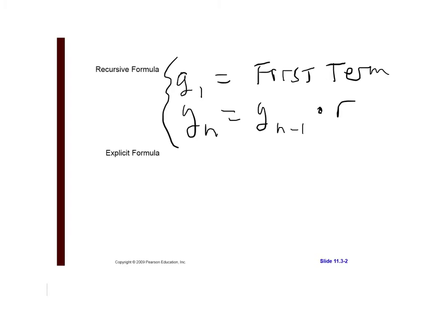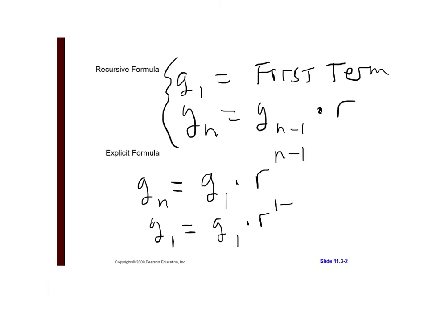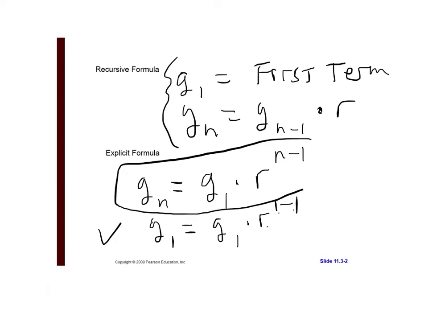The explicit formula is a little different, but what you're going to have is your first term times the common ratio raised to the n minus 1, because you don't want to multiply by the common ratio for the very first term. That's why, if I was going to use the formula to find the first term, I would want to make sure that I just had the first term, and 1 minus 1 is 0, so r to the 0 is 1, so g sub 1 equals g sub 1. Okay, so there's the explicit formula for a geometric sequence.